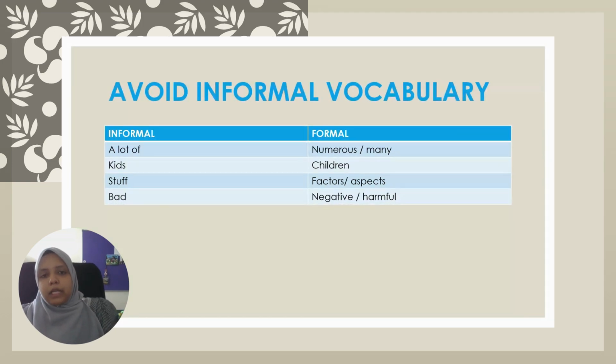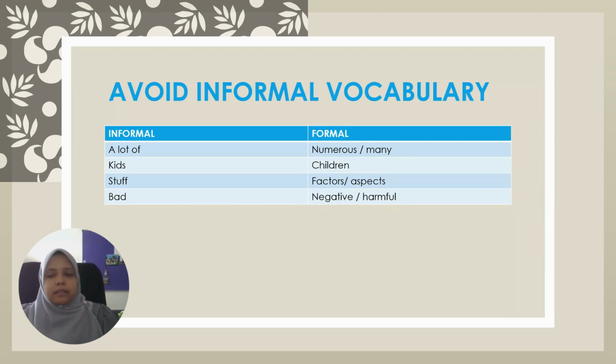Next, avoid informal vocabulary. We are not just focusing on slang or contractions, but we also have to pay attention to the vocabulary that we use when writing an argumentative essay. Writers should be very careful when choosing words. Some words are commonly used in conversations but are not suitable for academic writing, because they are too general or too informal.